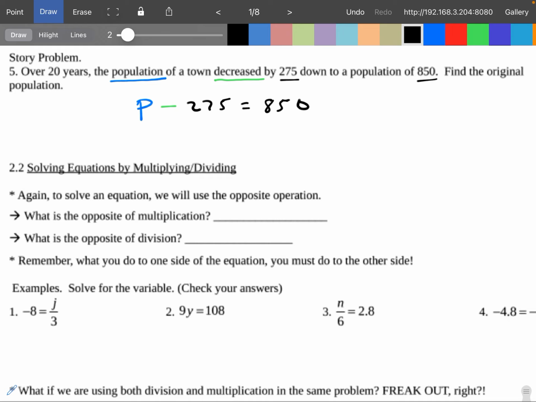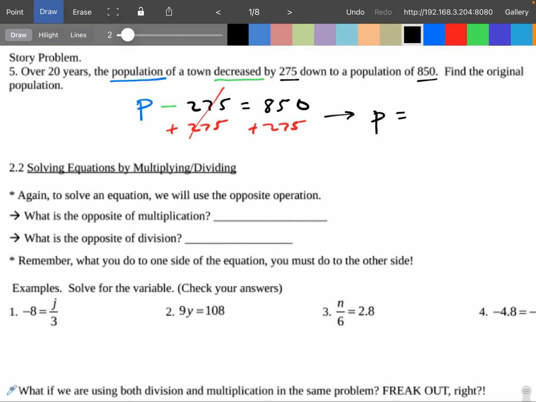All right, so then we're trying to get P by itself. So how do I get rid of that minus 275? Go on. Add 275. Good. Yeah, so we're just going to add 275 on both sides. Again, these cancel out and make 0. So then all I have left on the left-hand side is just P.